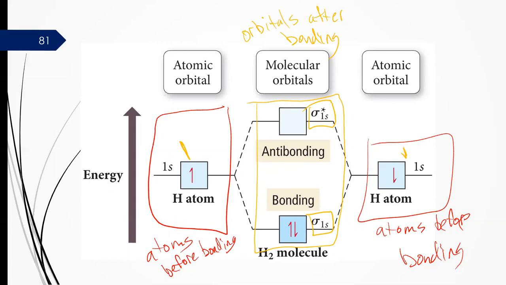So in this example, if we want to find our bond order, we should have 2 electrons in the bonding minus no electrons in the antibonding divided by 2. And so we have a bond order of 1.